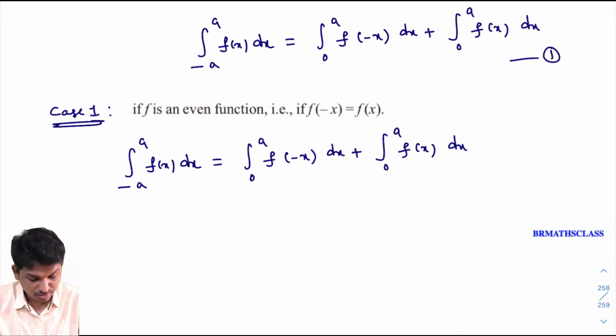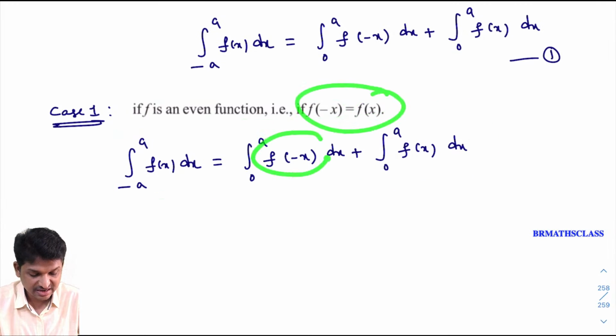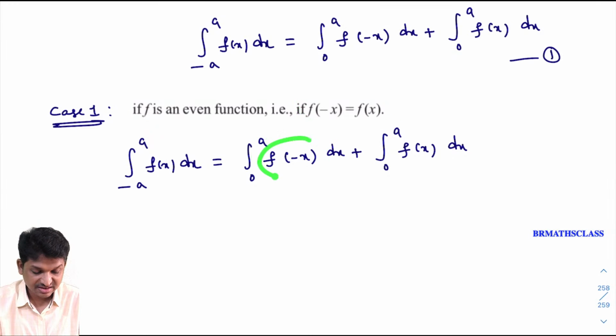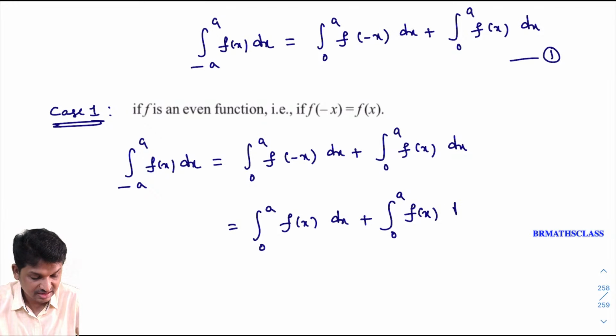Now in this formula, in place of f of minus x, I can write f of x. Look here, f of minus x is there. In place of f of minus x, I can write f of x. That equals the integral of 0 to a. What is f of minus x? F of minus x is f of x. f of x dx plus the integral of 0 to a f of x dx.